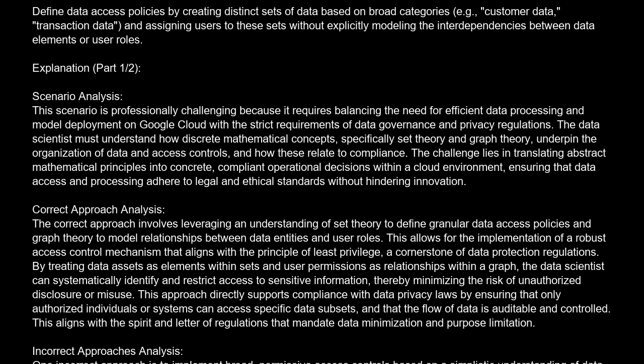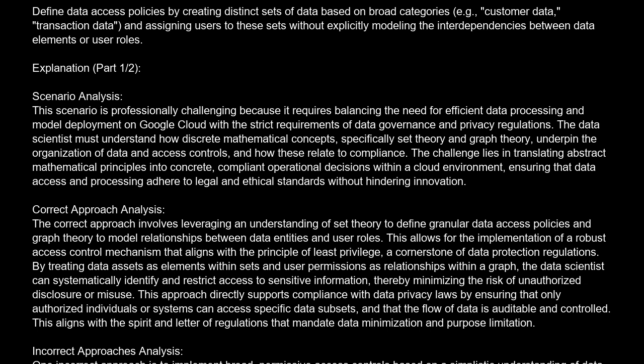Correct approach analysis. The correct approach involves leveraging an understanding of set theory to define granular data access policies and graph theory to model relationships between data entities and user roles. This allows for the implementation of a robust access control mechanism that aligns with the principle of least privilege, a cornerstone of data protection regulations. By treating data assets as elements within sets and user permissions as relationships within a graph, the data scientist can systematically identify and restrict access to sensitive information, thereby minimizing the risk of unauthorized disclosure or misuse.